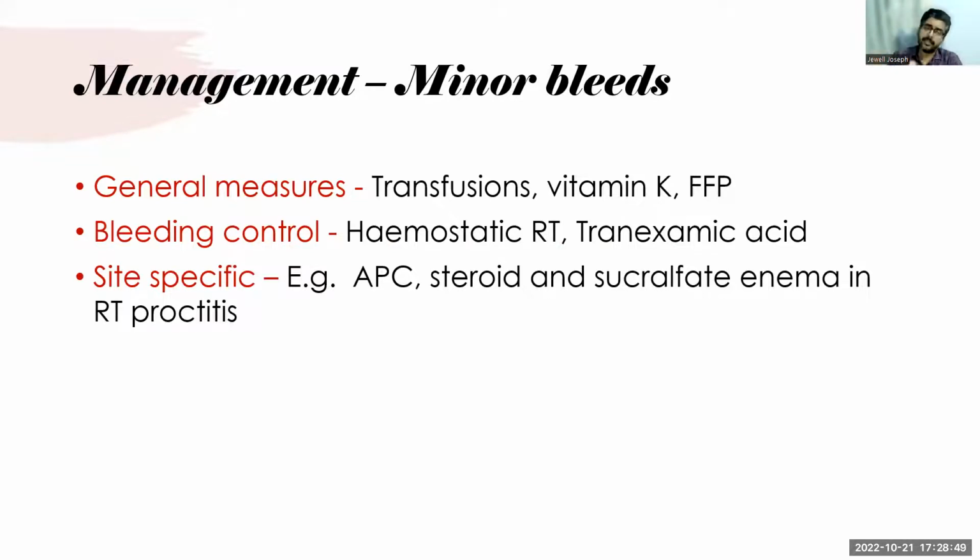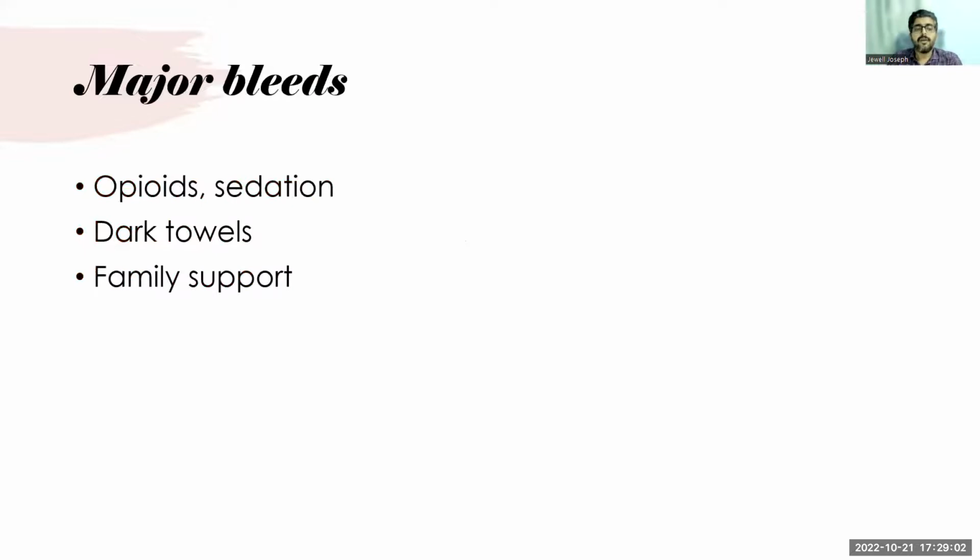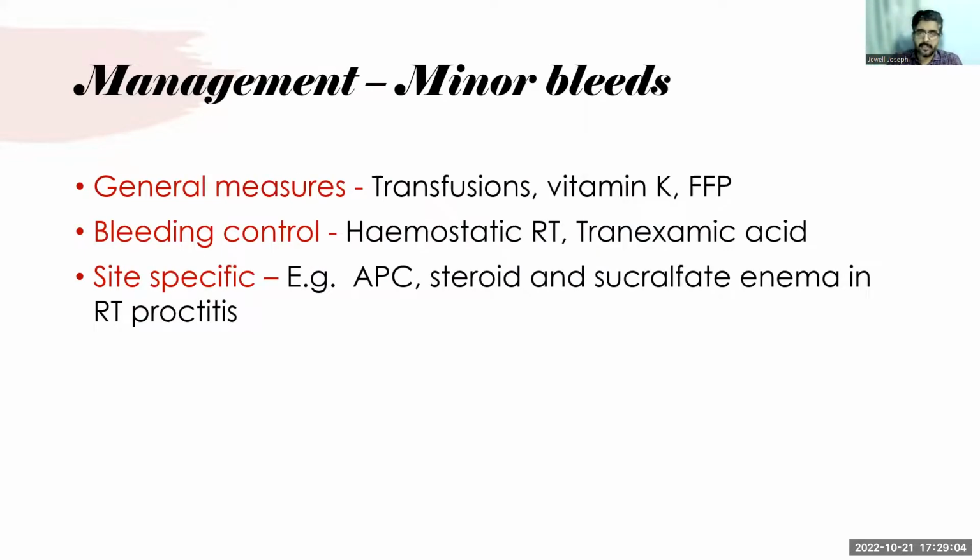Again, site-specific measures like APC, steroid and sucralfate enema in radiation proctitis, etc. can be done. So these are the measures for minor bleeds. APC is argon plasma coagulation.